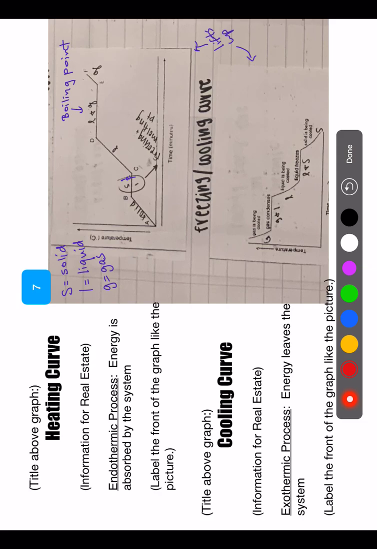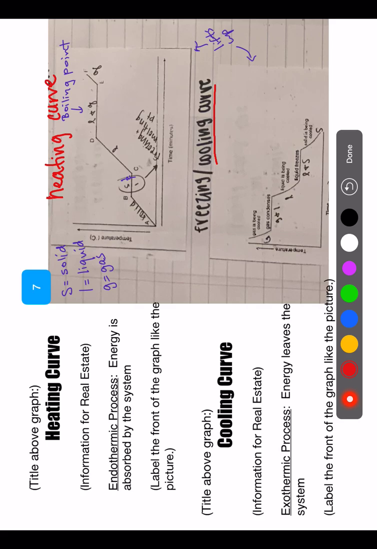And glue this one in. This is your heating curve. And then this is your cooling curve, which is also known as a freezing curve. The heating curve is also known as a boiling point curve. And you'll be able to tell the difference because the heating curve, the temperature is increasing over time, and a cooling curve, the temperature is dropping over time. Each part of the graph is showing a phase change or what state of matter the substance is in. So this is for one substance.